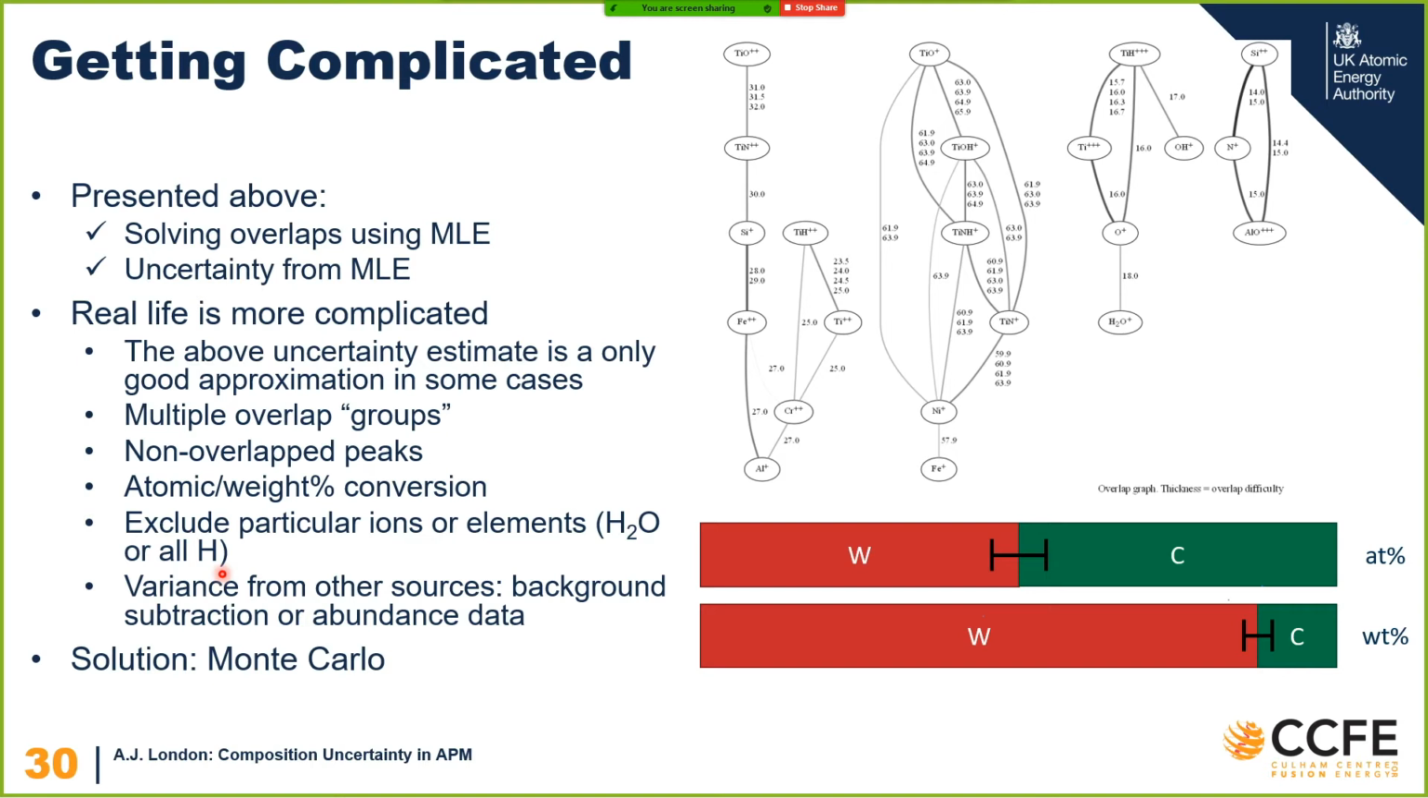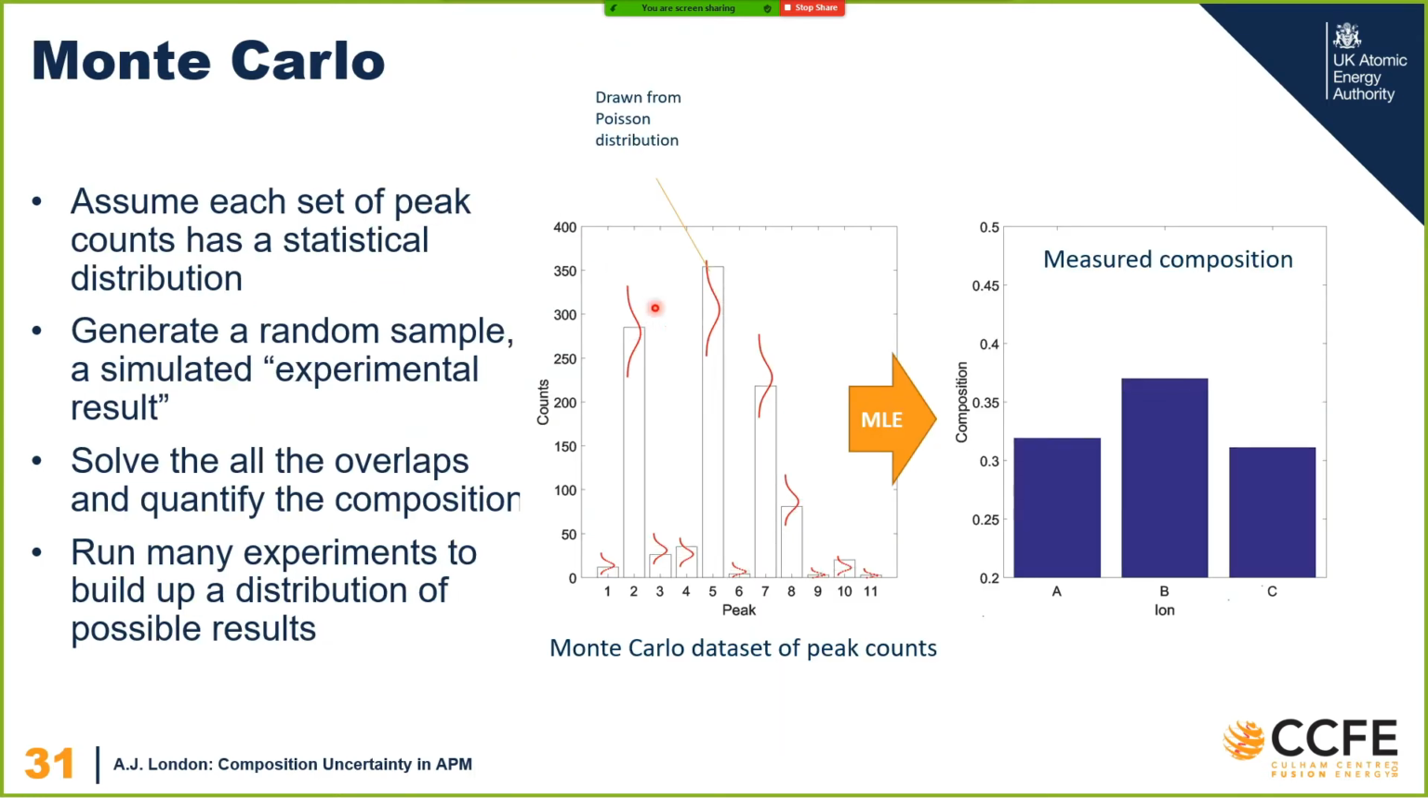My solution in Atom Probe Lab is to just do a Monte Carlo simulation where you vary the input counts. And this can include whatever you want. So after you've got all your results, you can do your atomic to weight conversion. You can delete hydrogen. You can try multiple background subtractions and see how the results vary. So we just throw lots of random simulated data at it, based on assuming that your original peak counts are Poisson distributed, which I think is a reasonable assumption.